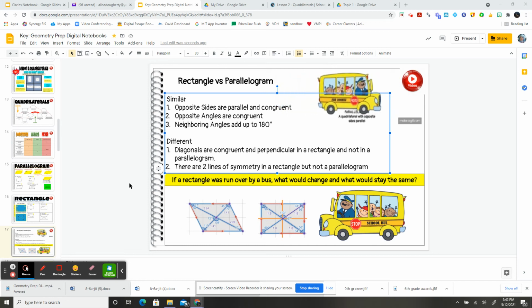Hello, hello. So we're comparing rectangles and parallelograms. And one of the things that's kind of crazy in my brain is I think of a rectangle and a parallelogram as the same shape, but one's been run over by a bus.